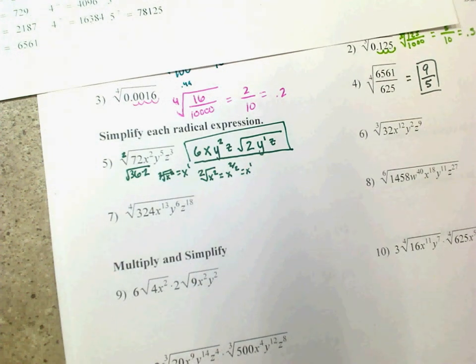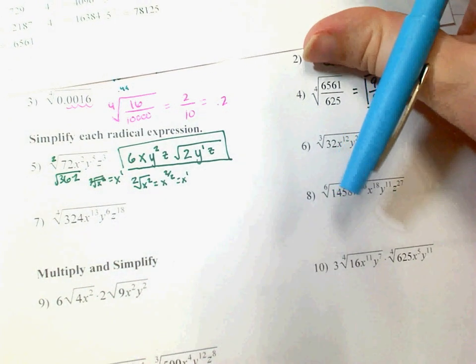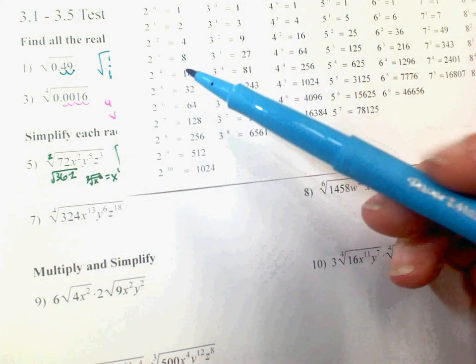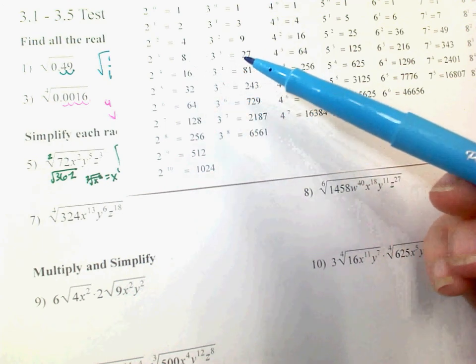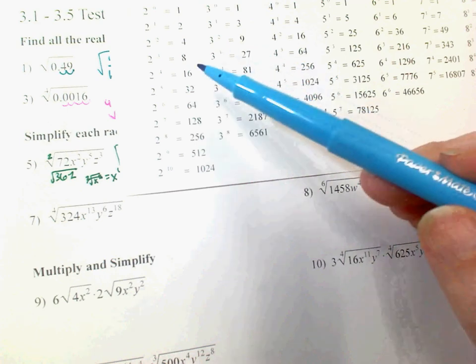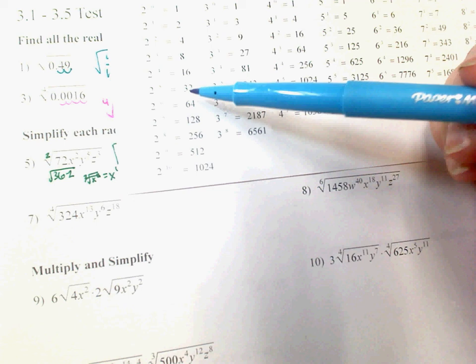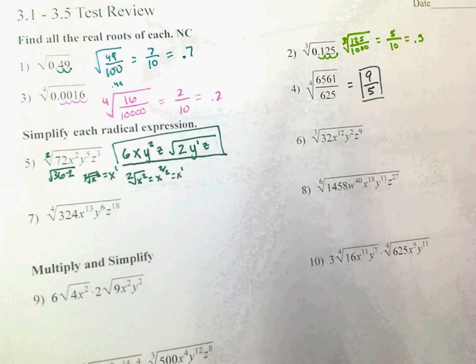Number 6 is the cubed root. So 32, I can look at a couple different ways. When I'm taking the cubed root, I'm looking at powers of 3, and I see that 2 cubed is 8, and that 3 cubed is 27, so 32 lands in between here. 27 does not divide into evenly, 8 does. Or I can look at 32 as 2 to the 5th. So a couple different ways to do that.